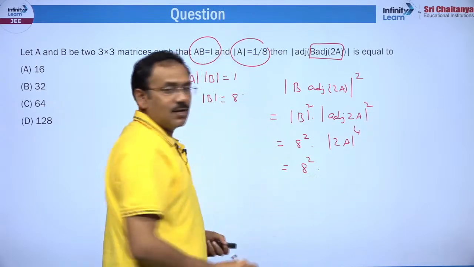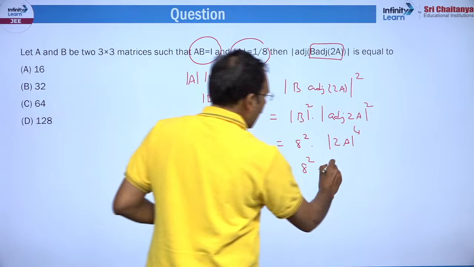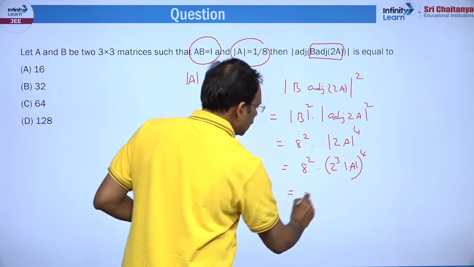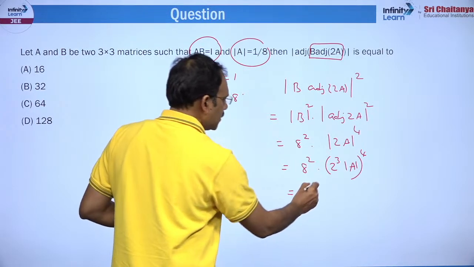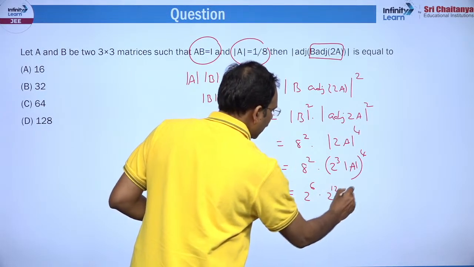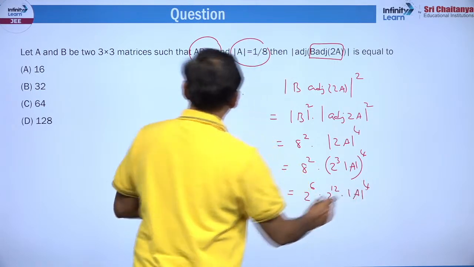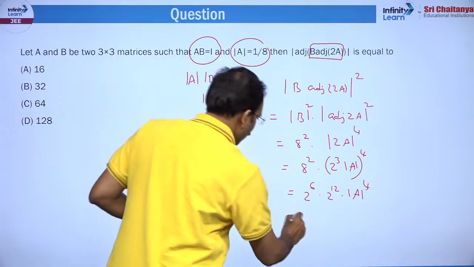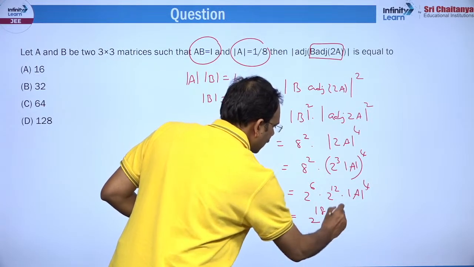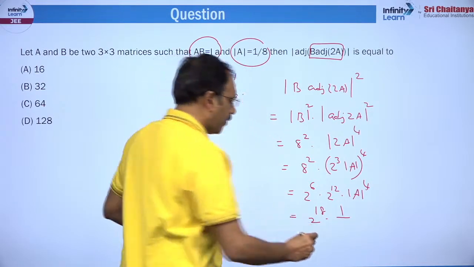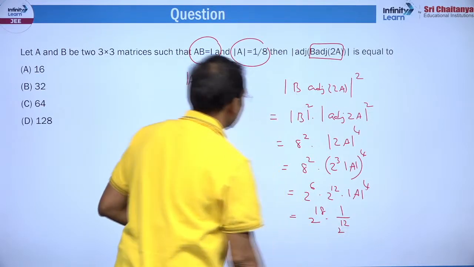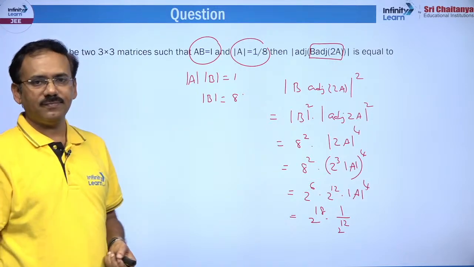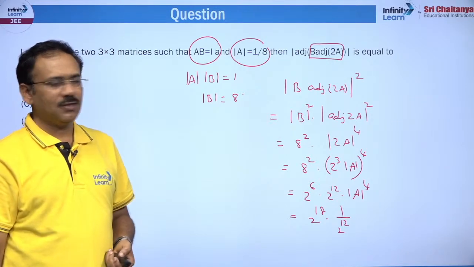This is 8 square into det kA, which is k power n into det A, you can write whole power 4. This is friends 2 cube power 2, which means 2 power 6. This is 2 power 12 into det A power 4. Det A is already known, 1 by 8, 1 by 8 power 4. You can write 2 power 18. 1 by 8 power 4 is 2 cube power 4, so 2 power 12. So you will get 2 power 6 as the answer, my dear friends. That's all. Simple question. Okay.